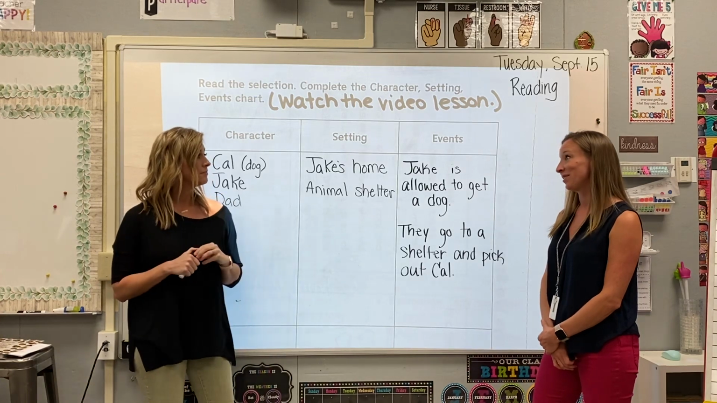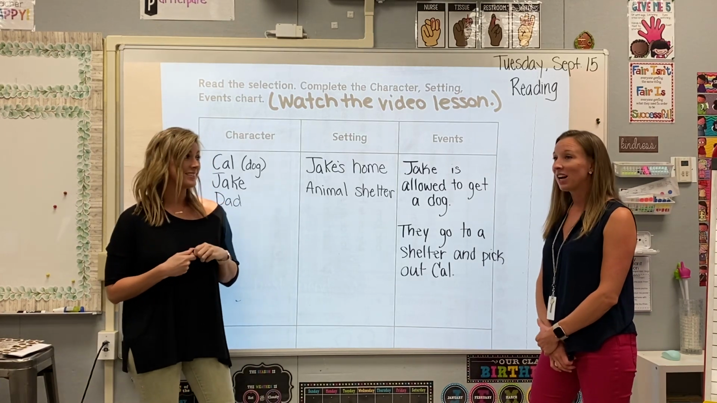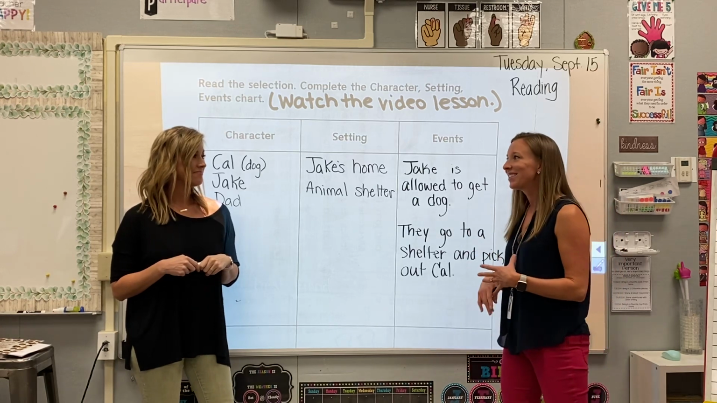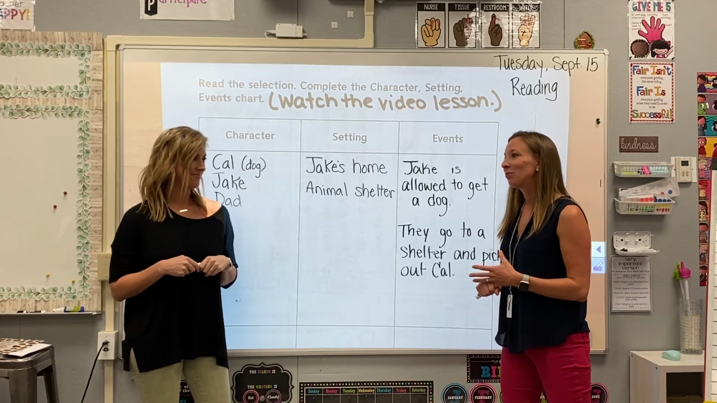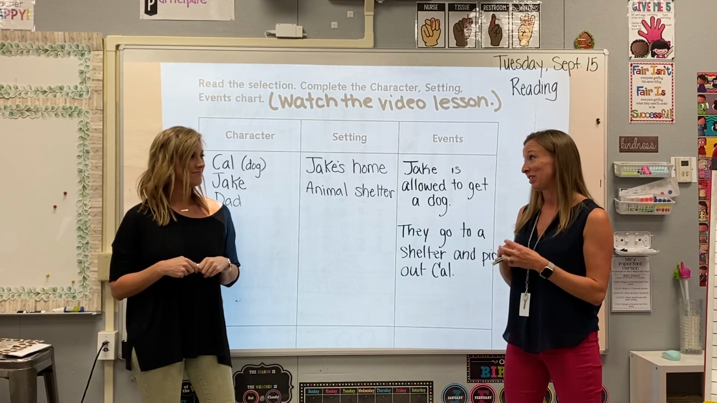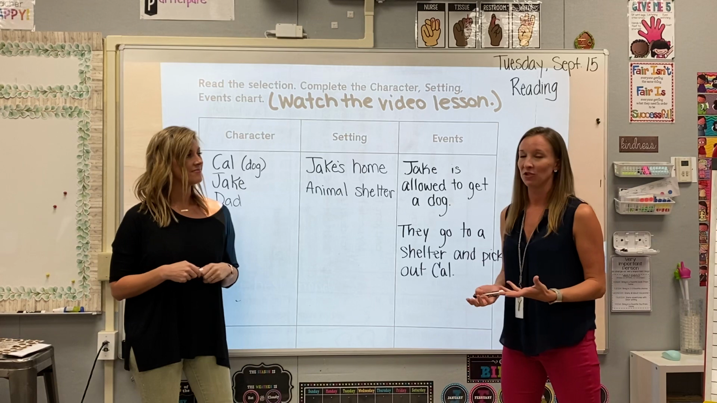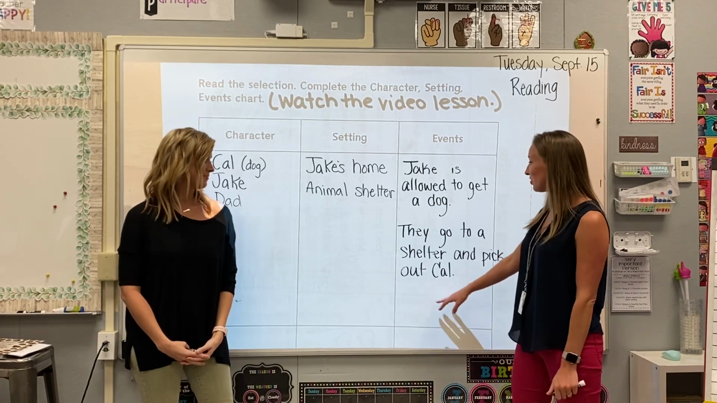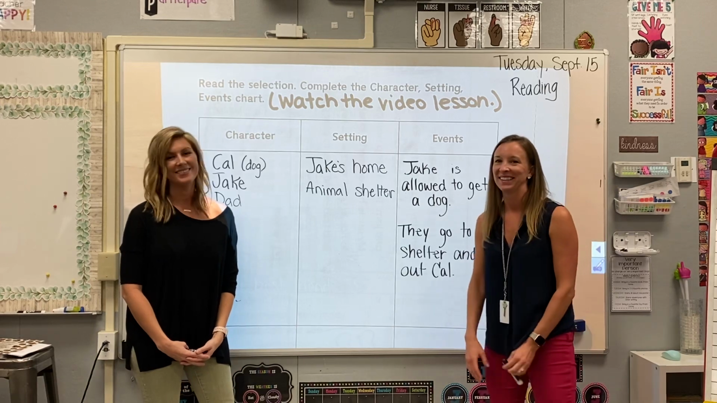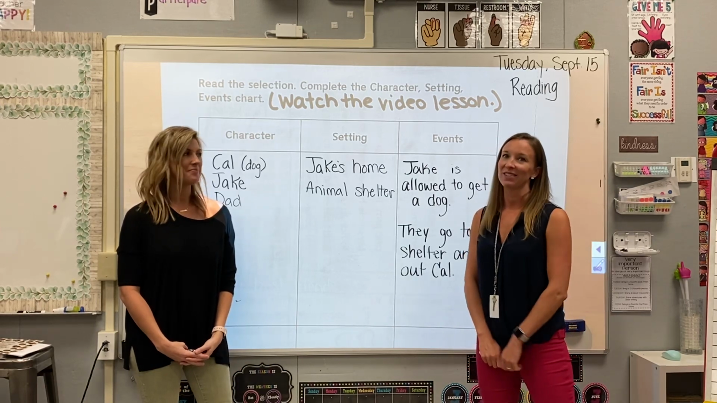Oh, well, the ending of the story is my favorite. It is. Because not only do they get to take Cal home, but they start teaching him tricks and really just enjoying each other's company, which brings us back to that essential question we talked about, which is how a pet can be a special friend. And I think by the end of the story, Cal and Jake are special friends. For sure. So I think you can finish up the rest of this page on your own.